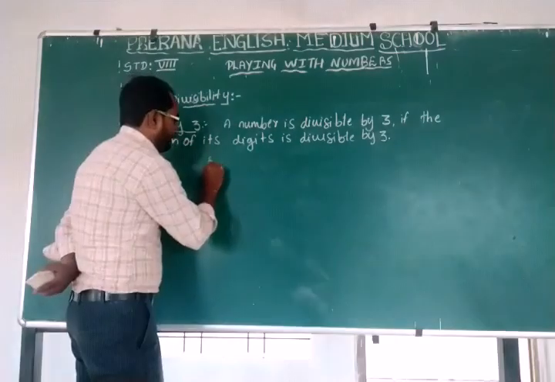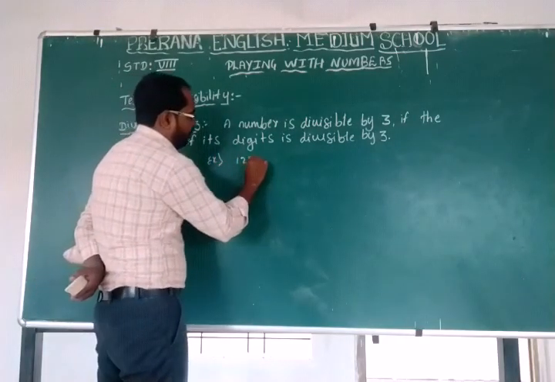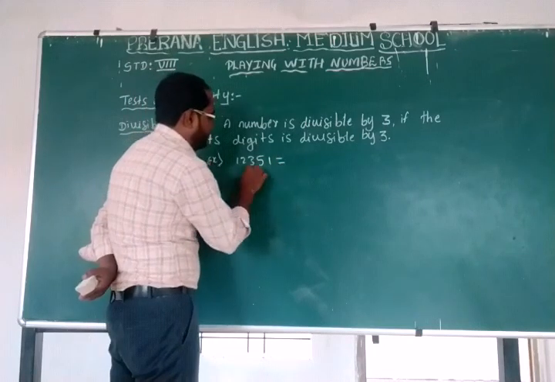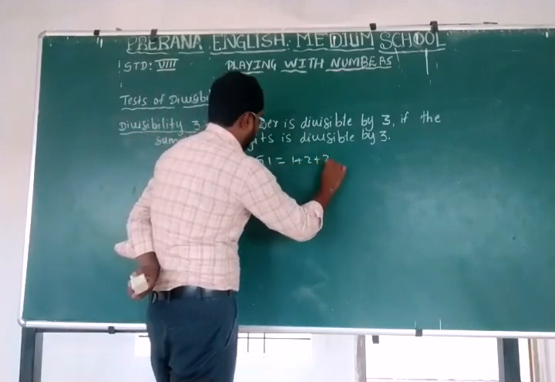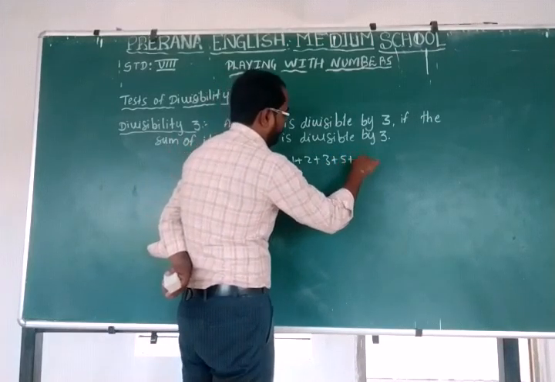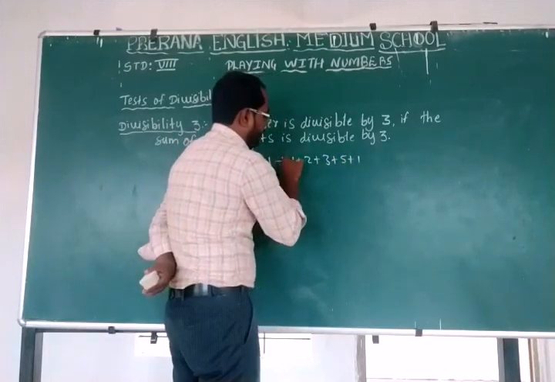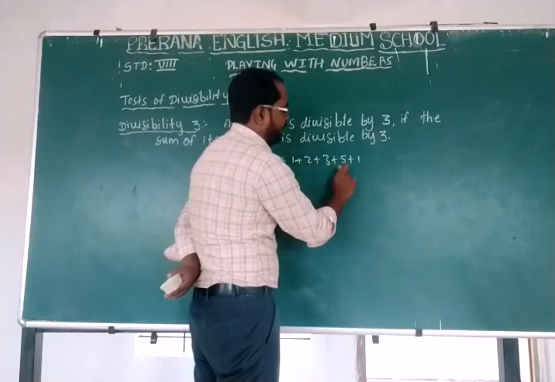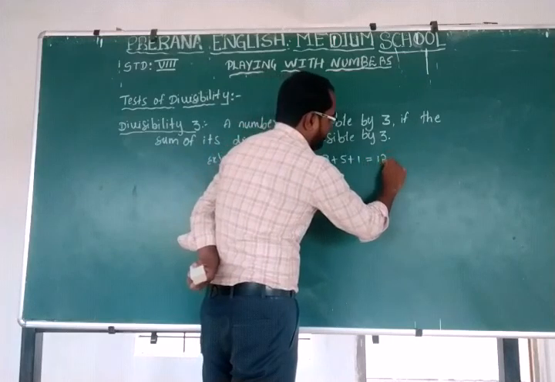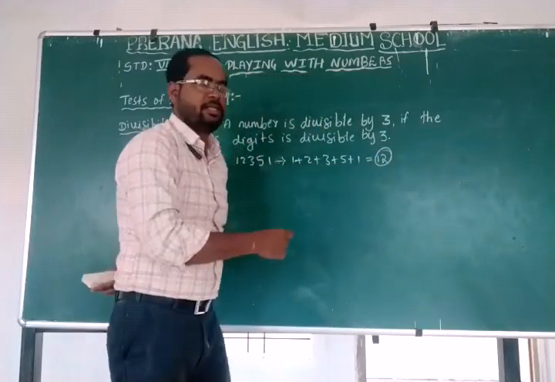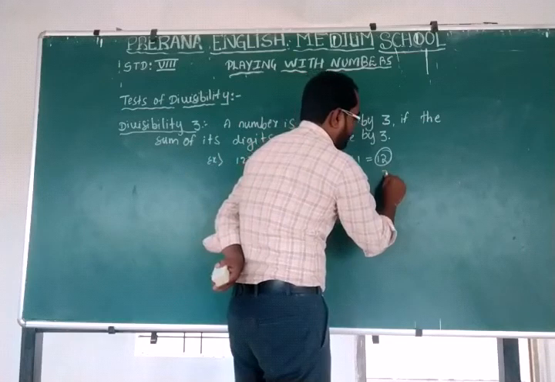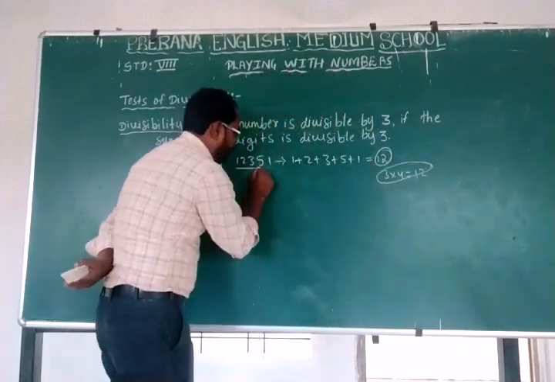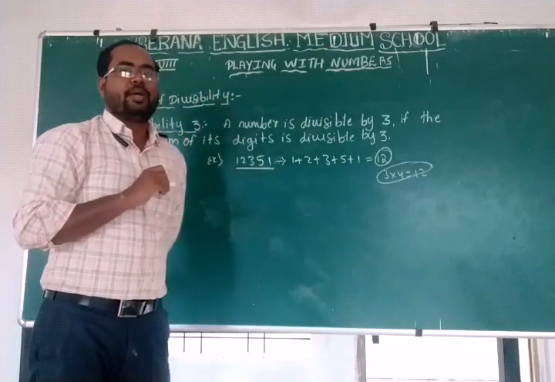For example, we will take the number 12351. So how to check? Go on adding digit by digit, that is 1 plus 2 plus 3 plus 5 plus 1. On adding, 1 plus 2 is 3, 3 plus 3 is 6, 6 plus 5 is 11, 11 plus 1 is 12. Is 12 a multiple of 3? Yes, 12 is divisible by 3 because 3 into 4 is equal to 12. That means the given number is completely divisible by 3.